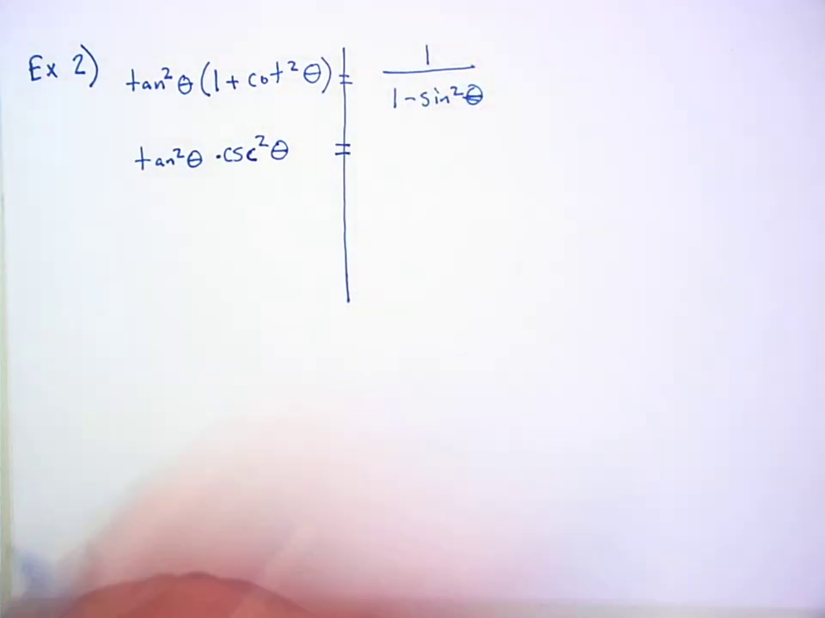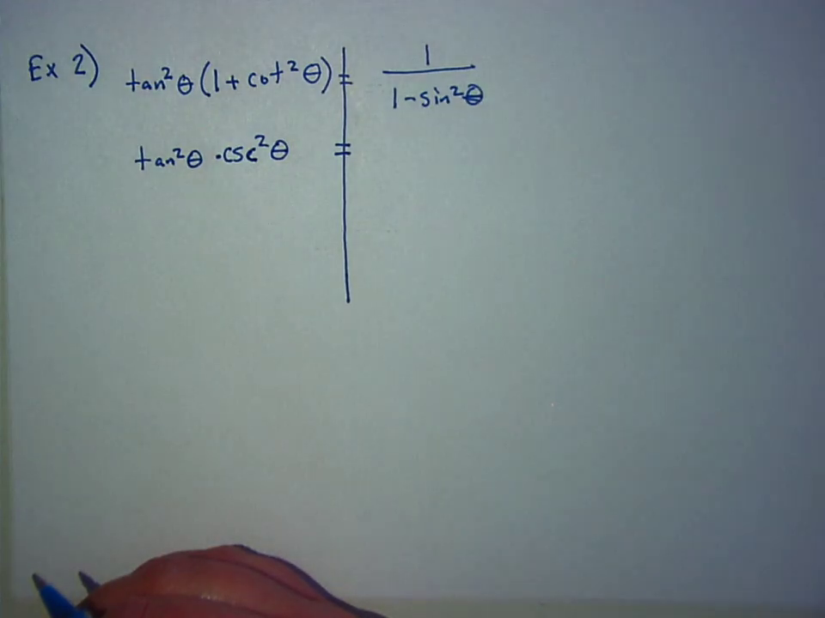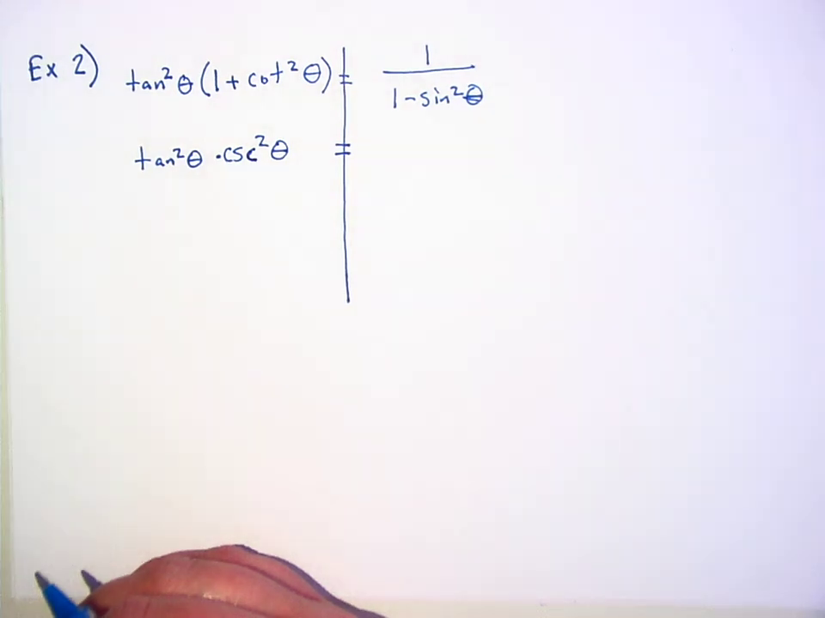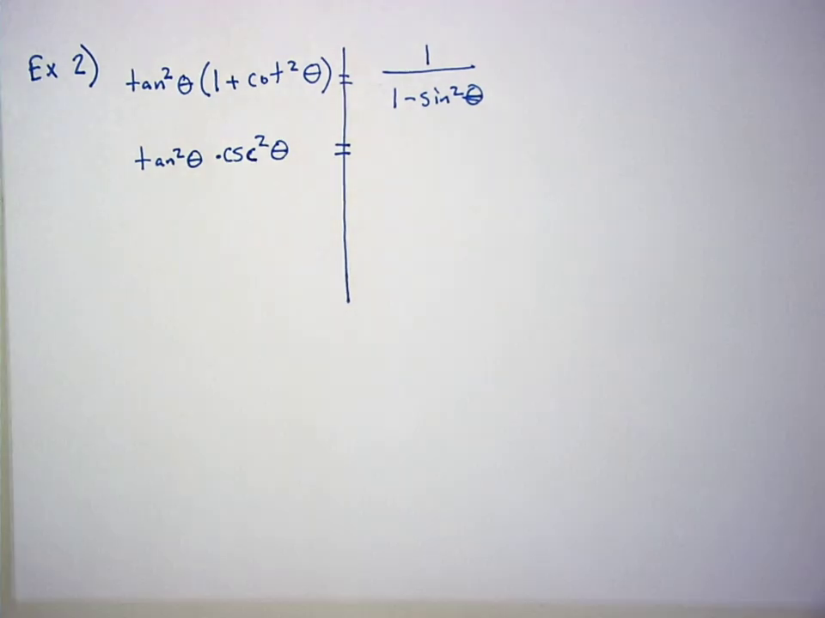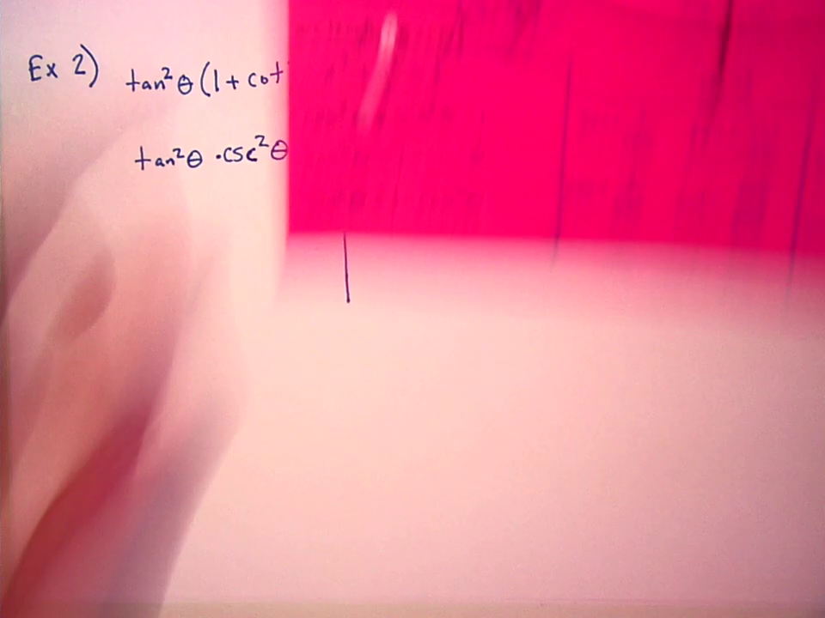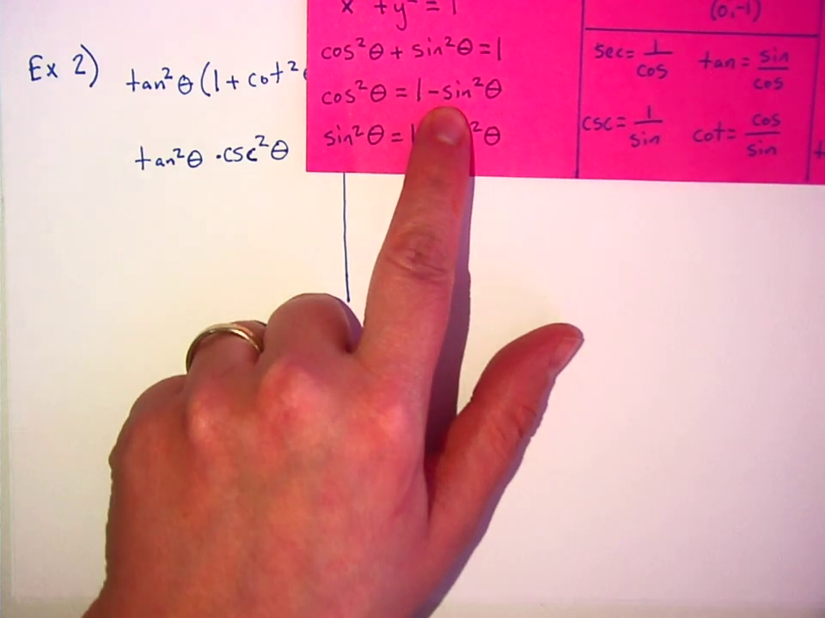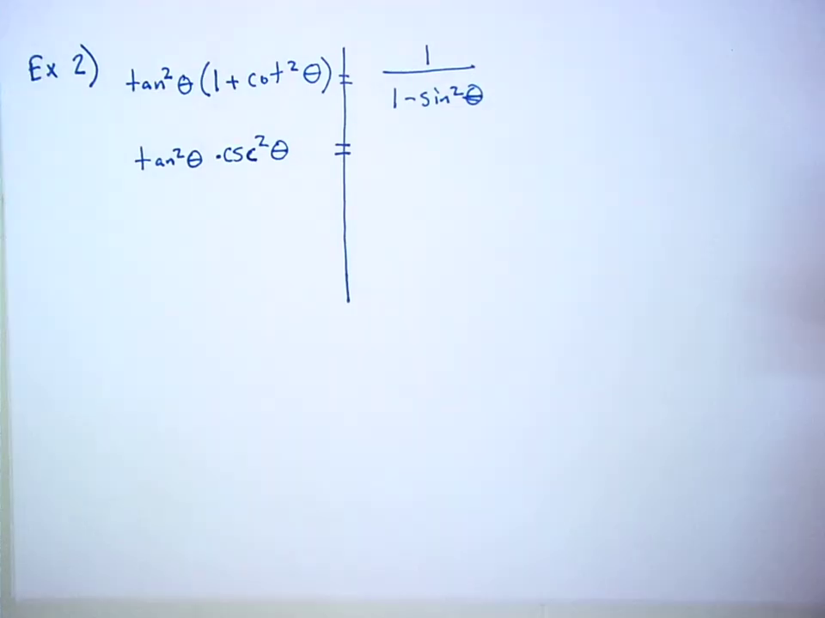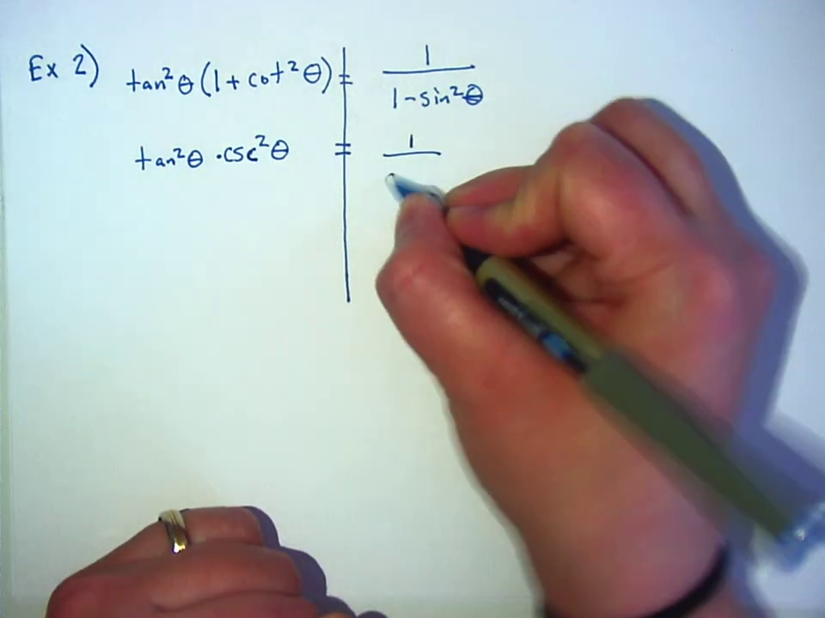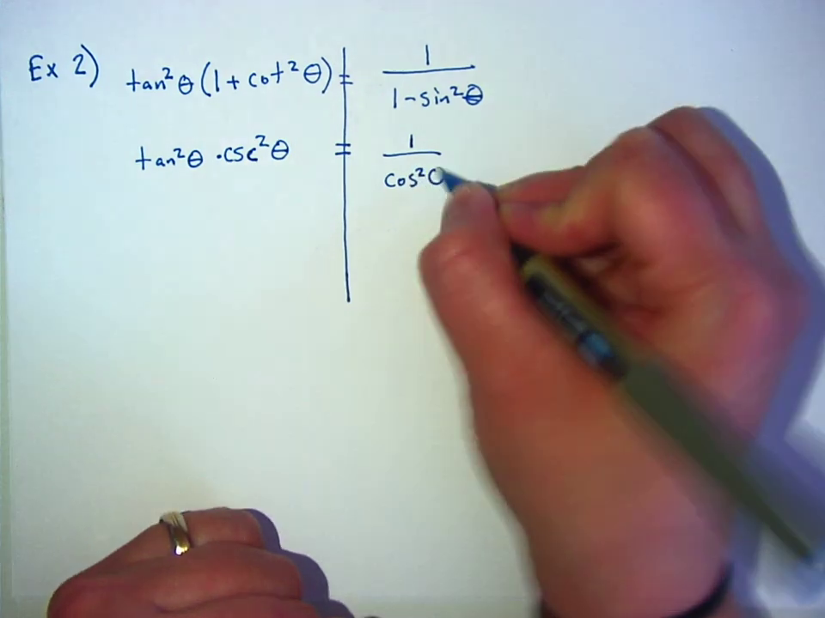And then we can change the 1 minus sine squared. Yeah, 1 minus sine squared equals cosine squared. That's on the front side here. 1 minus sine squared is equal to cosine squared. So I'm going to make this 1 over cosine squared theta.